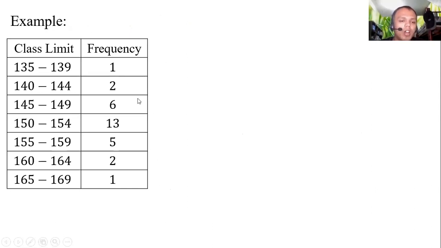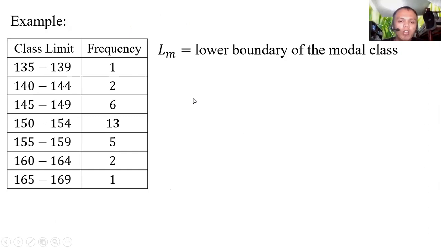Now, for example here, this is our data. Your lower boundary of the modal class here is equal to what? Where is our modal class? This one. Whichever has the highest frequency, that is our modal class, automatic. So what is the lower boundary of this class? 150 minus 0.5 is equal to 149.5. That is our lower class boundary.